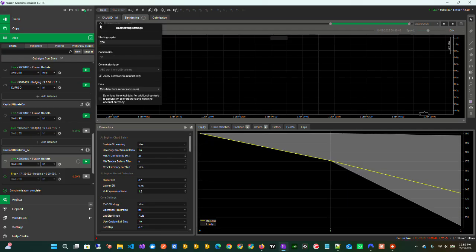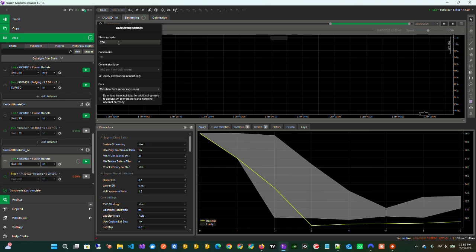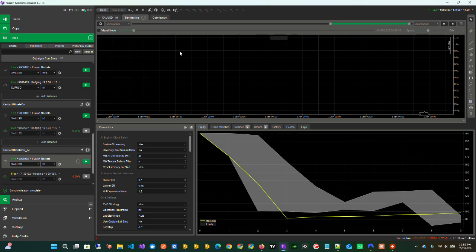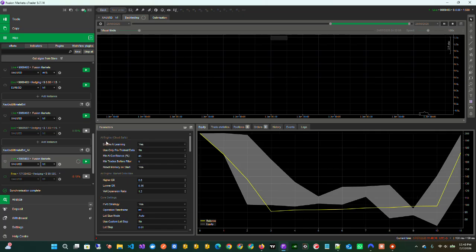Right now we're running a back test using real tick data from the server, and we're running our back test with $200, from June 2025 all the way to June 2026. That's 1 year.